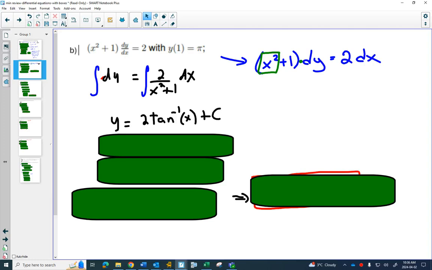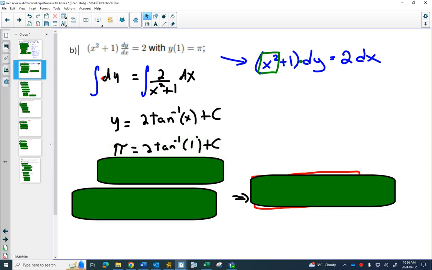What's nice about this equation is it's already y equals. Like the last one we had to do some rearranging. This one's already y equals. So it makes sense to plug in right away. When x is 1, y is pi. Remember, what does tan inverse do? Tan inverse finds an angle. Is 1 on your pi plate? Is there any angle tan that gives you 1? Yes. Right? That's pi over 4.